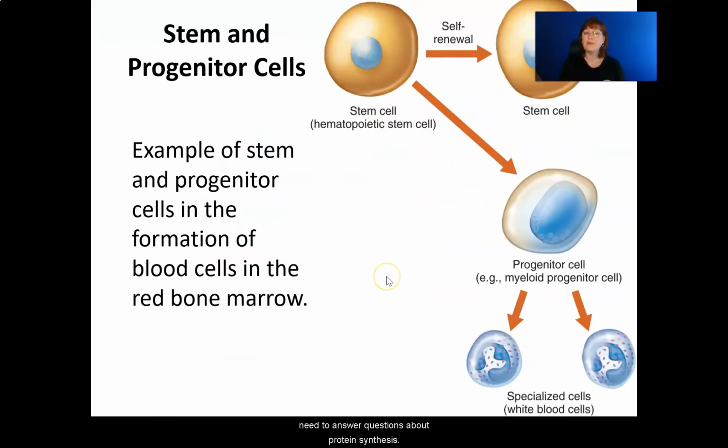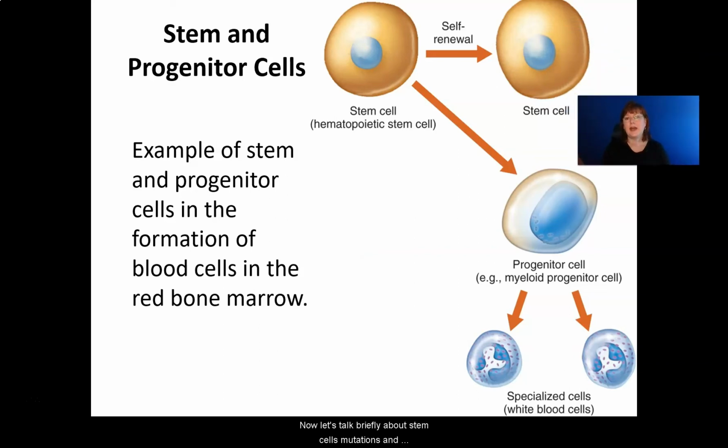Now, let's talk just briefly about stem cells, mutations, and cancer. A stem cell is a cell that can become any kind of cell. There are embryonic stem cells that are only found in that ball of cells on its way to the uterus. So once it implants in the wall of the uterus and starts to develop, we no longer have embryonic stem cells. But those embryonic stem cells can become anything in the body. They can become a neuron, a muscle cell, an epithelial cell, you name it.